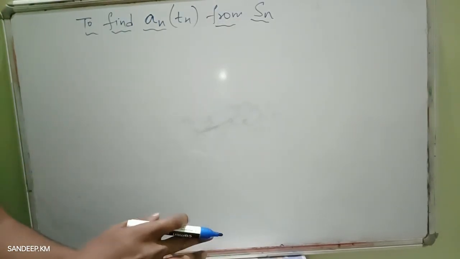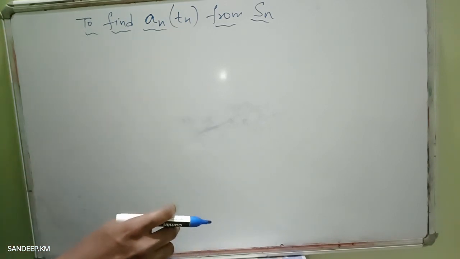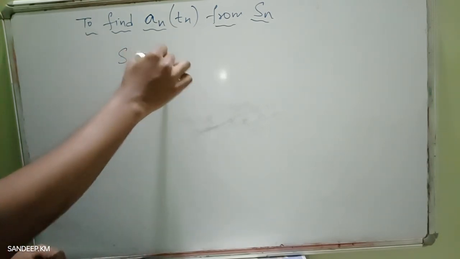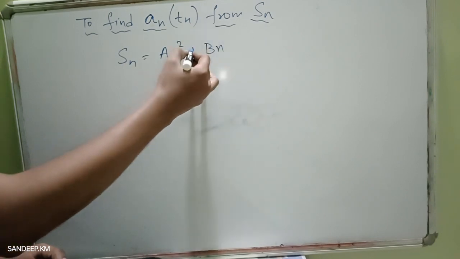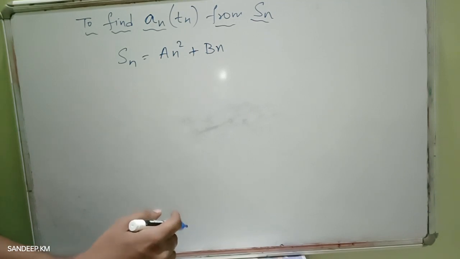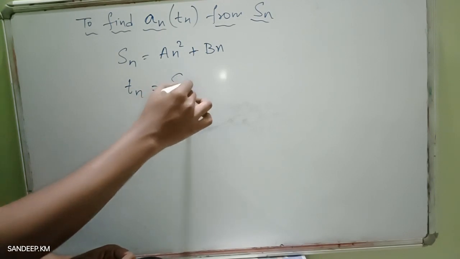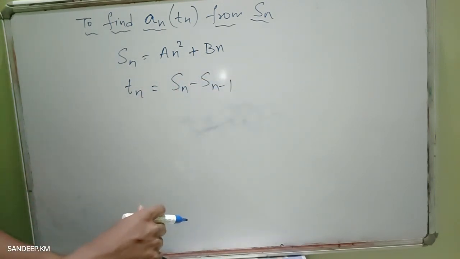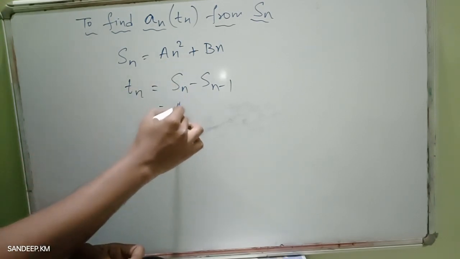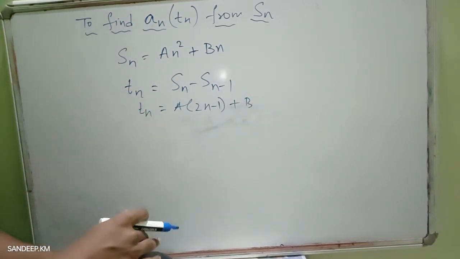Let us see how to find the nth term an or Tn from the sum of n terms. This proof was done already in yesterday's video: if the sum of n terms is of the form an square plus bn, then the sequence is an AP. Also, using the formula Tn is equal to Sn minus Sn minus 1, we derived that the nth term is given by a into 2n minus 1 plus b.